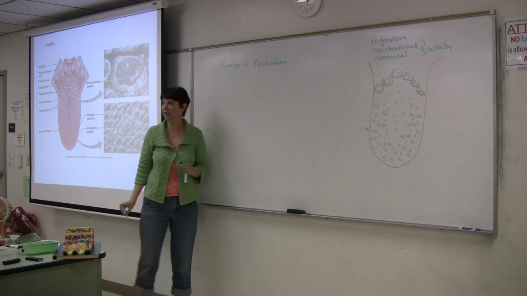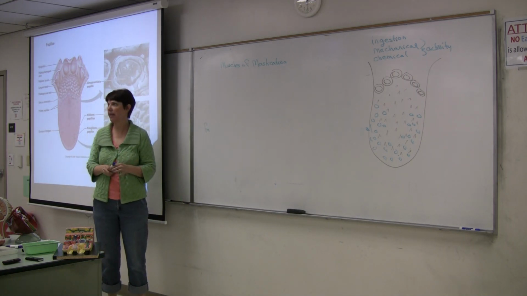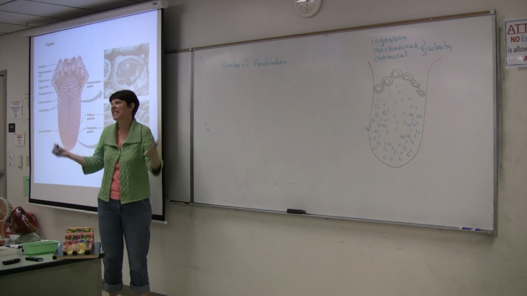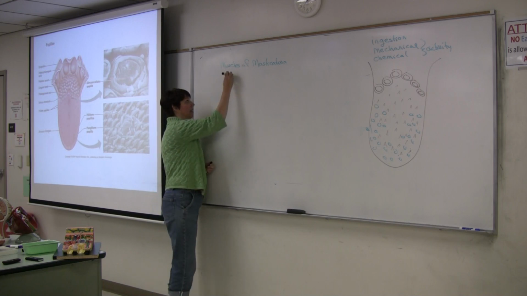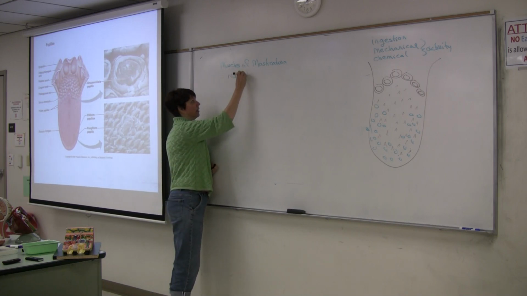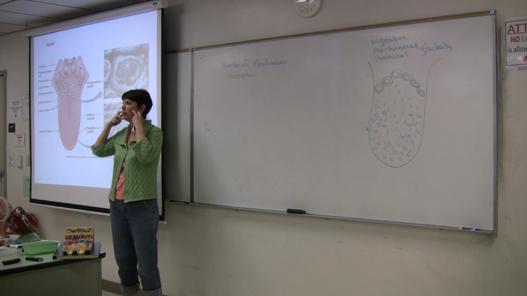We have four. Two of them share part of the same name. What's the one that sounds like mastication? Masseter. All right, so that's that big, broad, fat one right here that gets really fat when you clench your jaw.